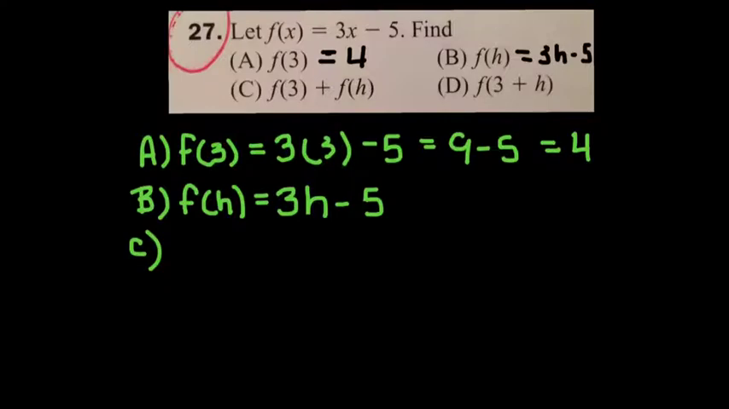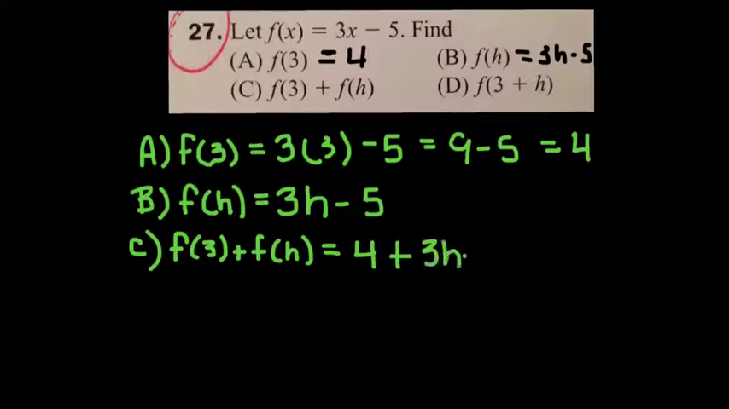So to find f of 3 plus f of h, I'll simply take f of 3, which we know is equal to 4, and add that to f of h, which we found was 3h minus 5. Combining my like terms, I have 3h minus 1.